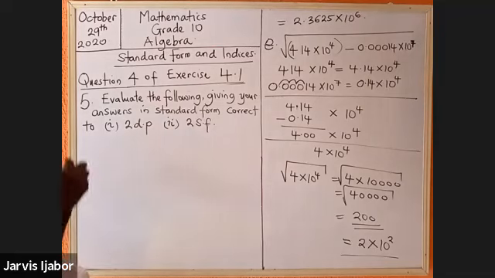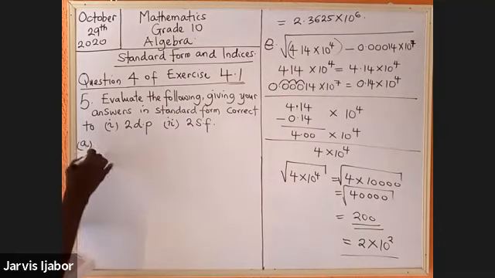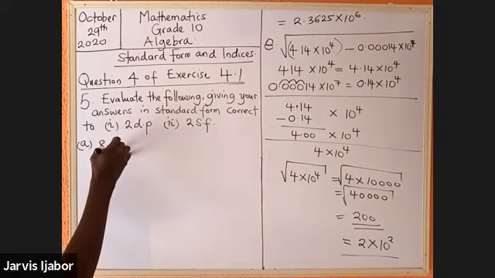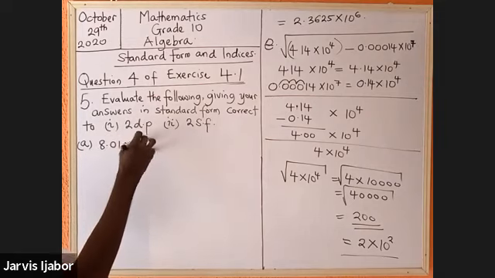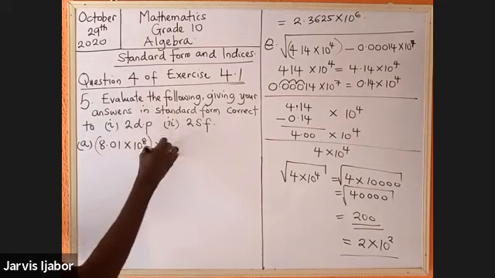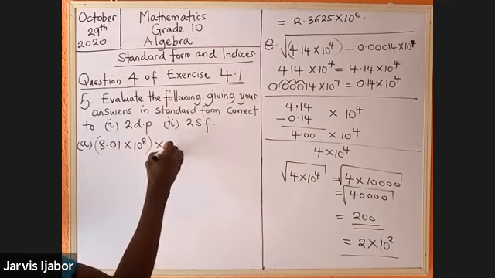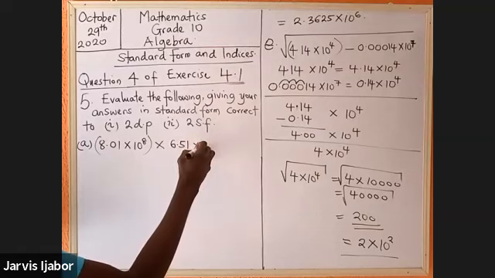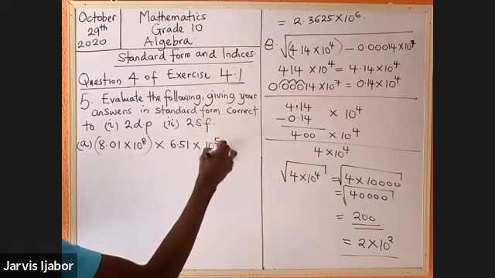There are 3 questions there. A says 8.01 times 10 raised to the power of 8, times 6.51 times 10 raised to the power of 5. All right.